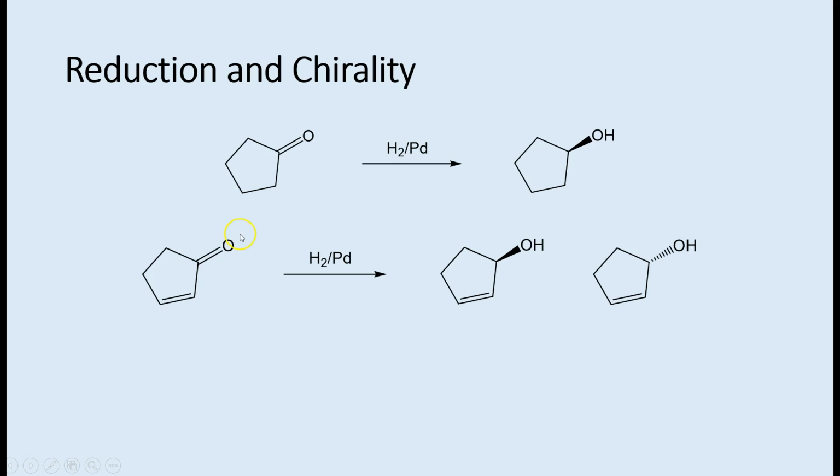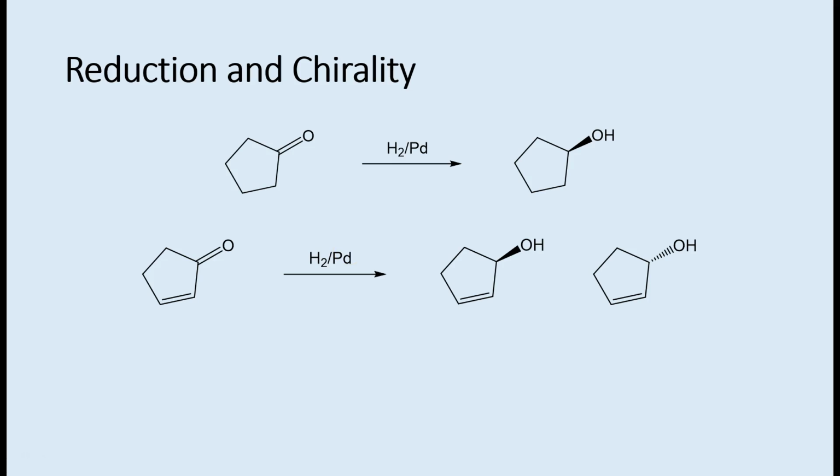Here, if I reduce 2-cyclopentenone, I am creating a chiral center, because O, H, and then the R group going in this direction is not the mirror image of the R group going in that direction. Therefore, in the process of doing this reduction, I will make two compounds, the two enantiomers. They are mirror images of each other, and so I will create a 50-50 mix of this enantiomer and this enantiomer in my product.